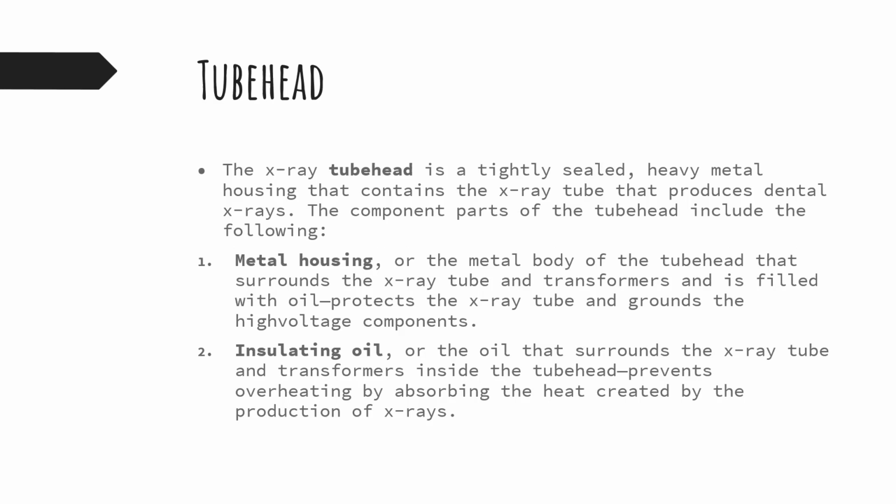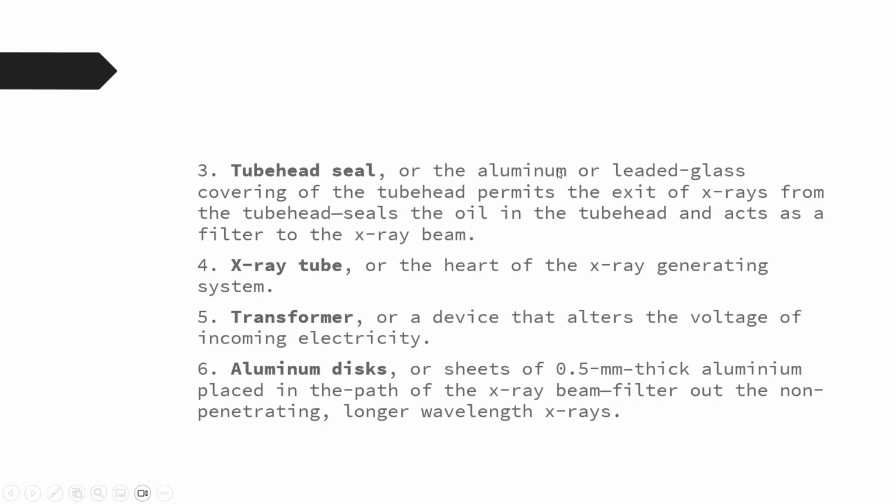Then we have the insulating oil. The oil basically surrounds the X-ray tube and the transformers inside the tube head. And this prevents overheating by absorbing the heat created by the production of rays, right? So the thing is, when the X-rays are produced, two things are produced basically, the X-rays and heat, right? So when heat is created, the insulating oil absorbs it. We also have a copper rod that directs that heat away from that area, which we look at also, right?